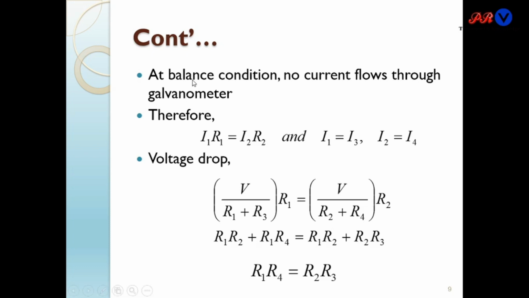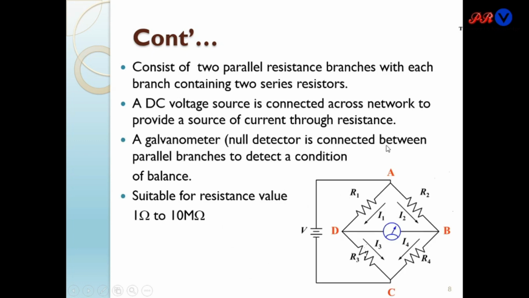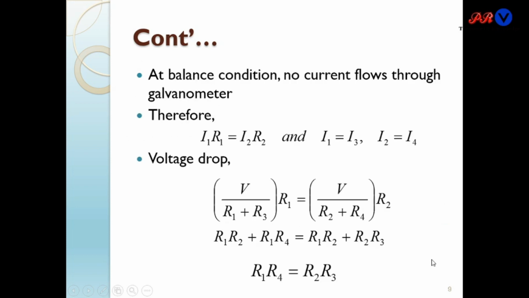Now we will derive its mathematical equations. At balance condition, no current flows through the galvanometer. Therefore, I1 R1 is equal to I2 R2. It implies I1 is equal to I3 and I2 is equal to I4. So I1 R1 is equal to I2 R2 and I3 R3 is equal to I4 R4.